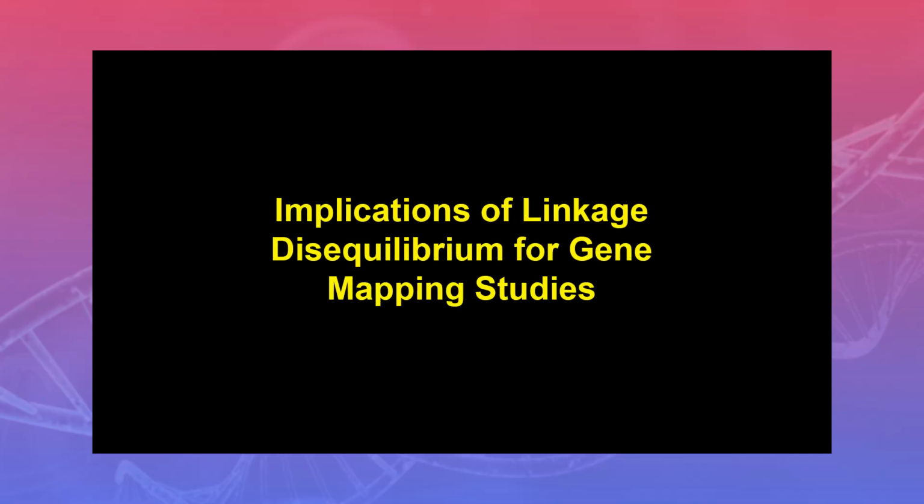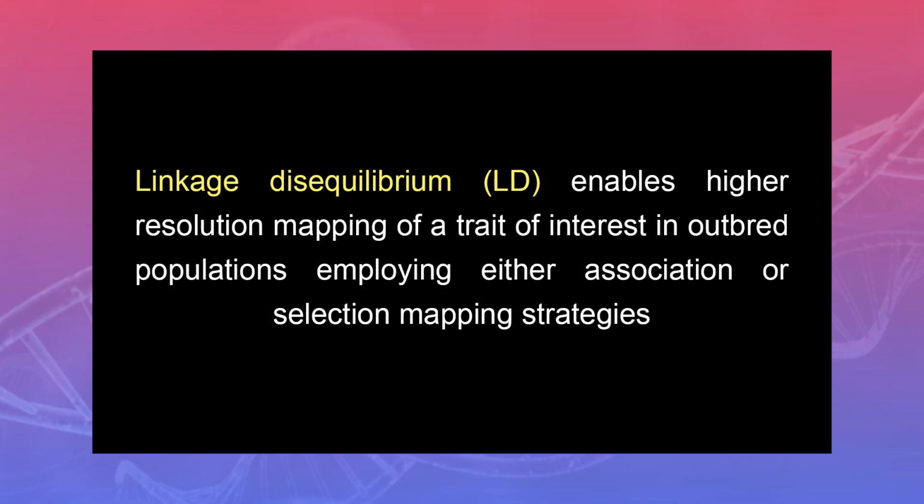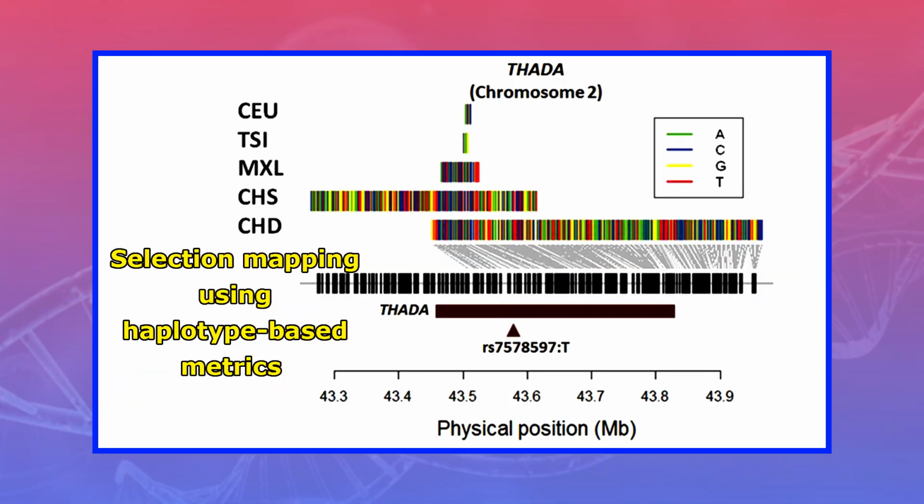Dear students, let's discuss the implications of linkage disequilibrium for gene mapping studies. Linkage disequilibrium at sequencing resolution decays more rapidly than previously reported using array data. This enables higher resolution mapping of a trait of interest in outbred populations employing either association or selection mapping strategies. This also implies that selection mapping using haplotype-based matrices demands a panel of denser single nucleotide polymorphism, or SNP, arrays than medium density arrays to efficiently reveal patterns generated by unusually long haplotypes.